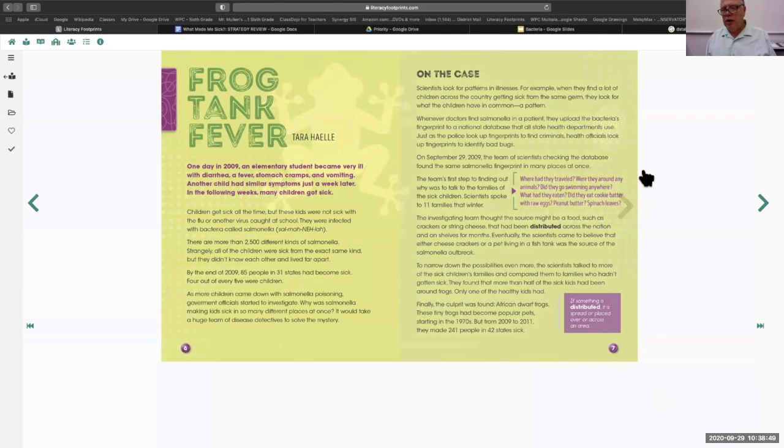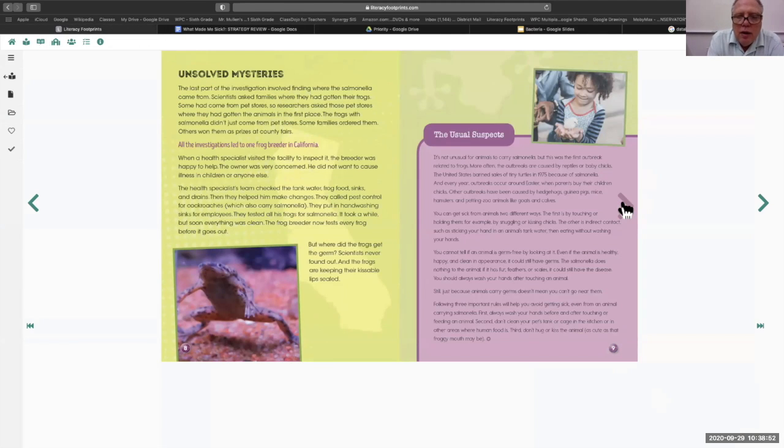Come back to literacy footprints, go to the next page. The last part of the investigation involved finding where the salmonella came from. Scientists asked families where they had gotten their frogs. Some had gotten them from pet stores, so researchers asked those pet stores where they had gotten the animals in the first place. The frogs with the salmonella didn't just come from pet stores. Some families ordered them. Others won them as prizes at county fairs.